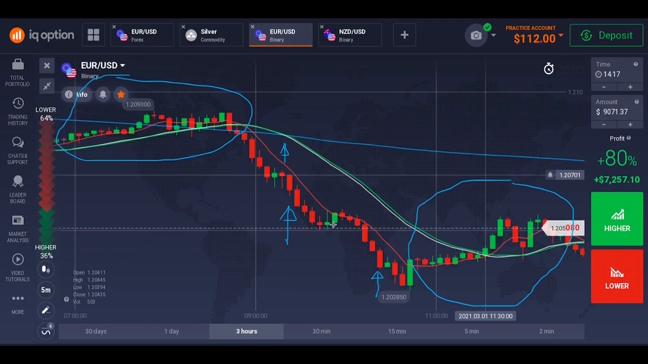Then you wait for it to retrace again. After it touches this red moving average, you wait for a candle to open without touching this moving average and to close below. After the candle closes below, you sell immediately. You can see you're in the money. You change your time to 5 minutes, then you sell.